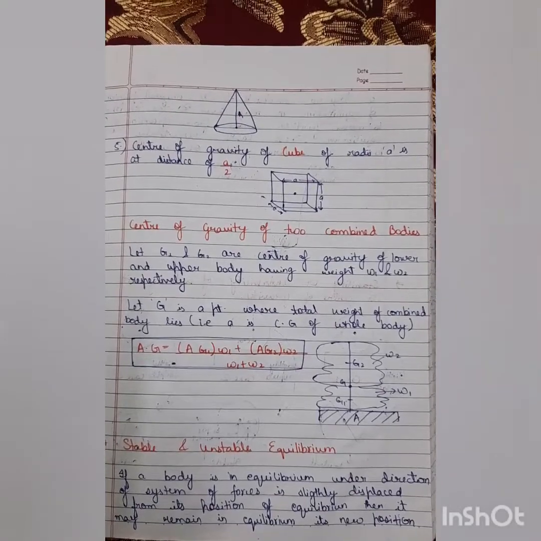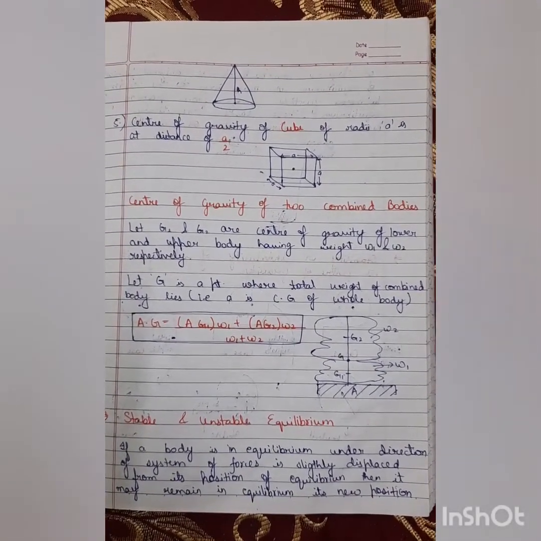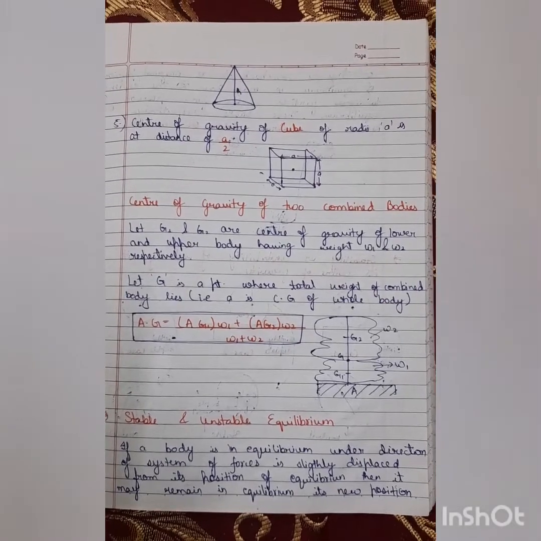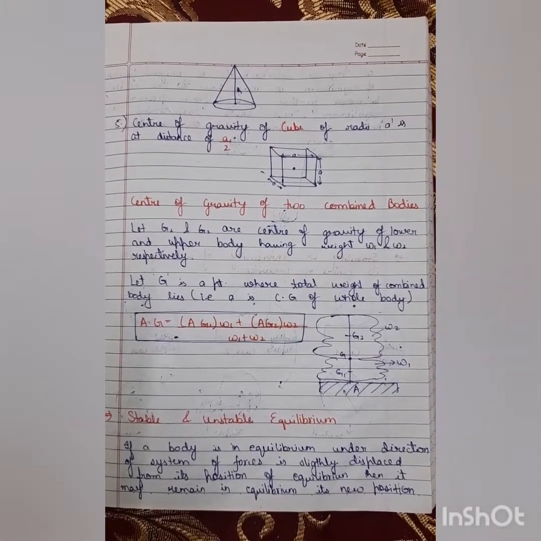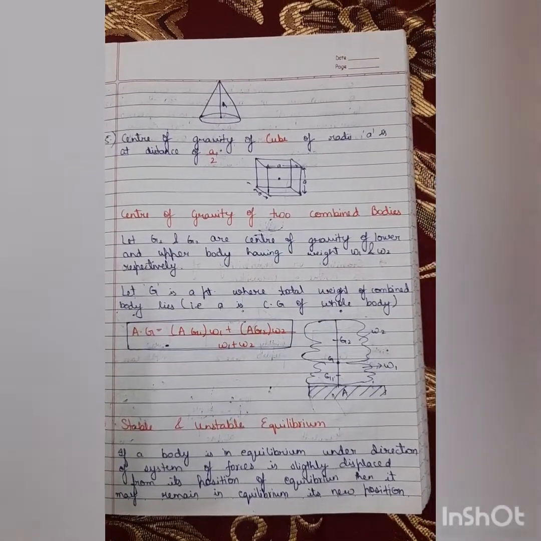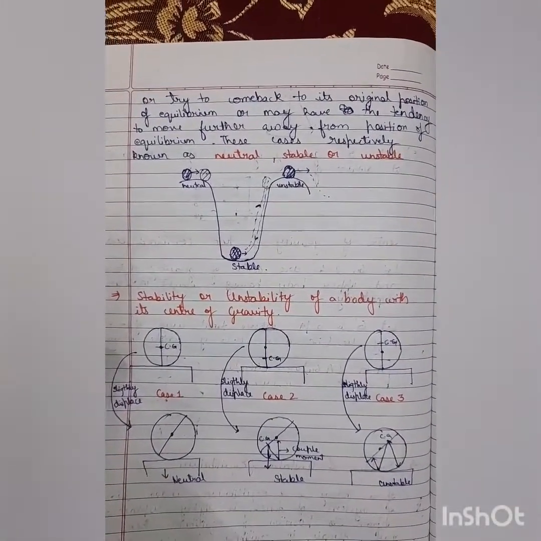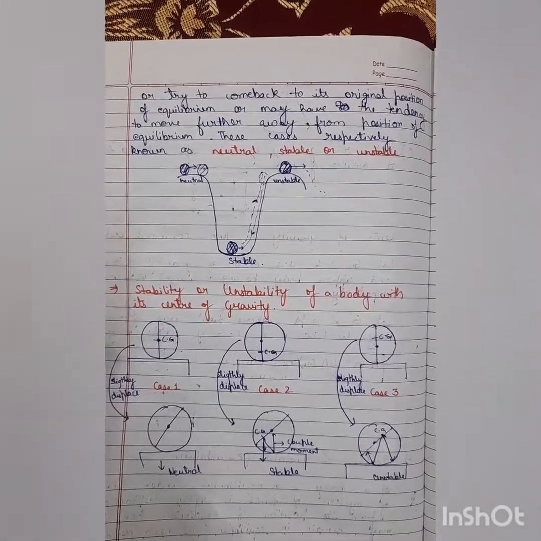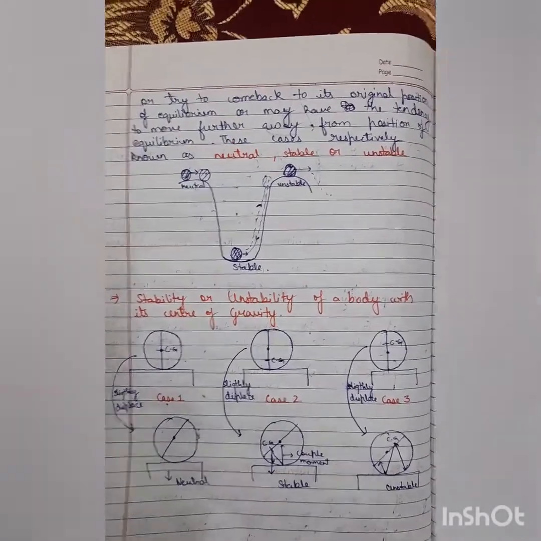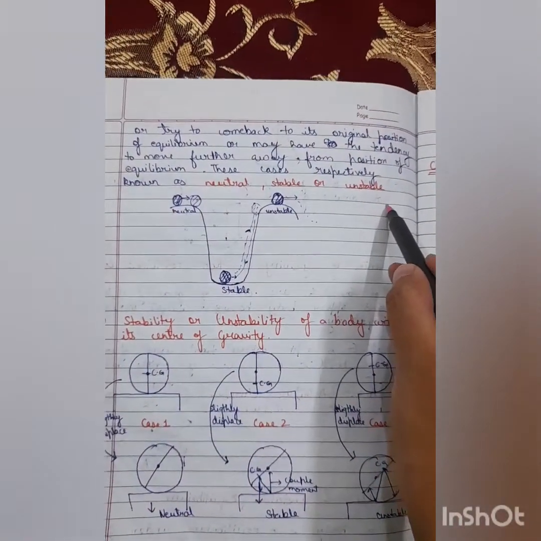Now, what is stable and unstable equilibrium? If a body is in equilibrium under a system of forces, or slightly displaced from its position of equilibrium, then it may remain in equilibrium in its position, or try to come back to its original position of equilibrium, or may have the tendency to move further away from the position of equilibrium. These cases are respectively known as neutral, stable or unstable.